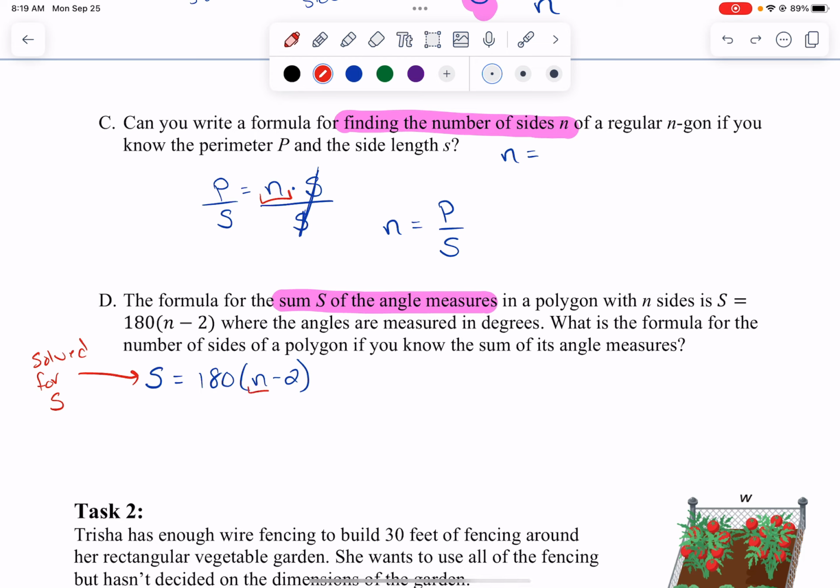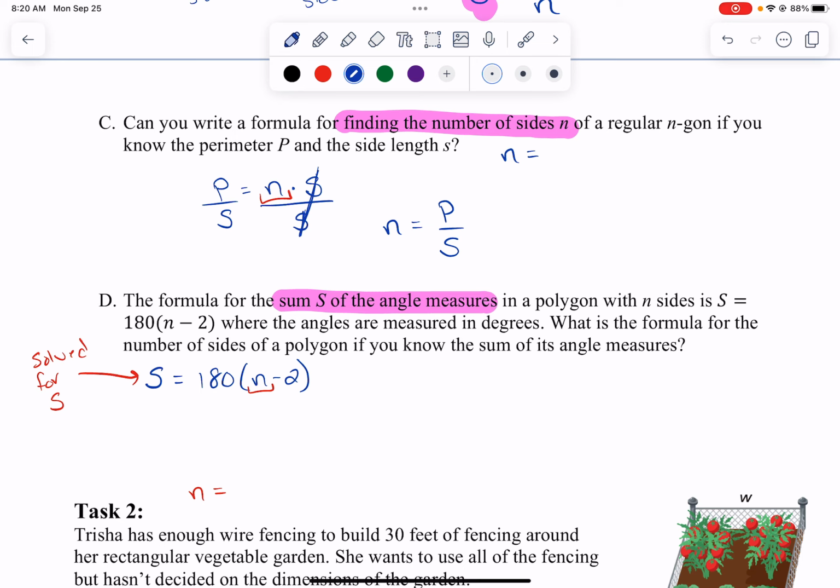We want to solve for n. We want to get n by itself. In other words, when I'm all said and done, down here at the bottom, I want it to be n equals instead of S equals. There's a couple different ways of doing this one. I think I'm going to do a semi-mapping on it.